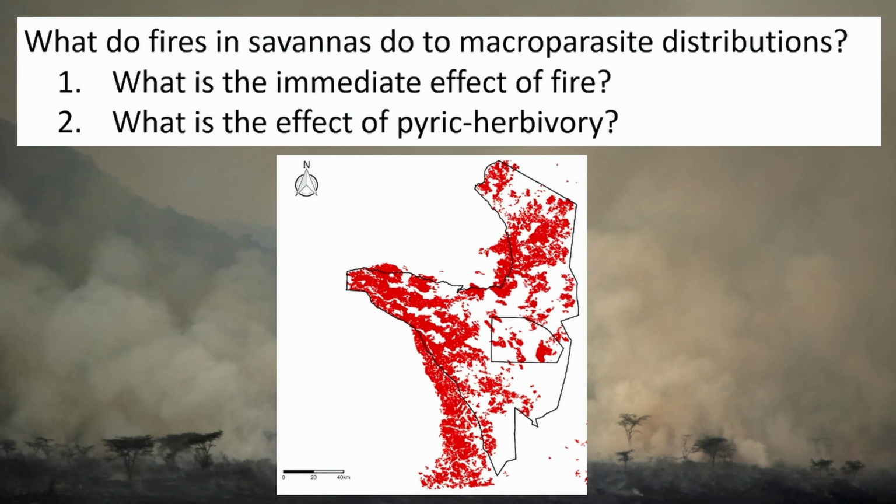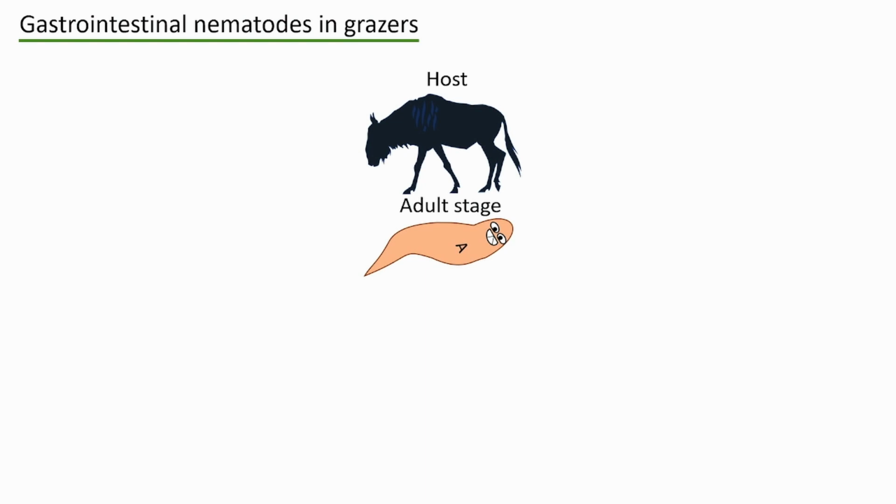So if we look at that, we have this question: what do fires in savannas do to macroparasite distributions? And we split it down into two groups. So what is the immediate effect of fire? And then after that, what is the effect of pyroherbivory, that response of herbivores to fire? And so I'm focusing on gastrointestinal nematodes.